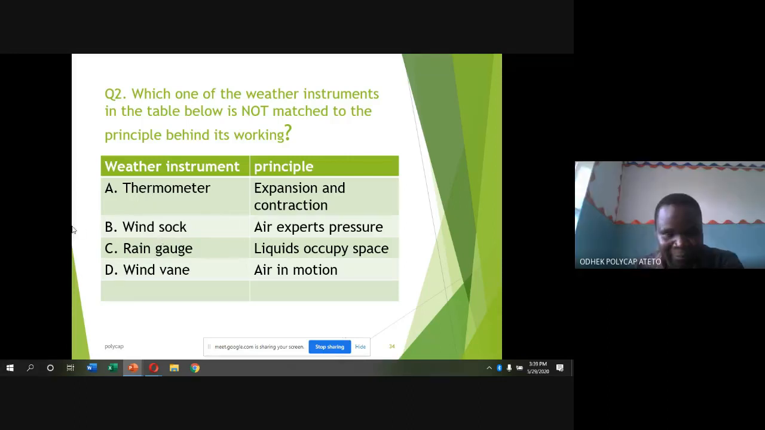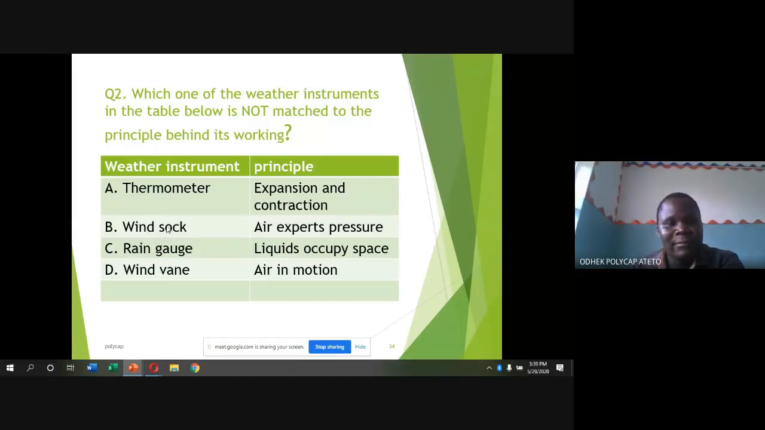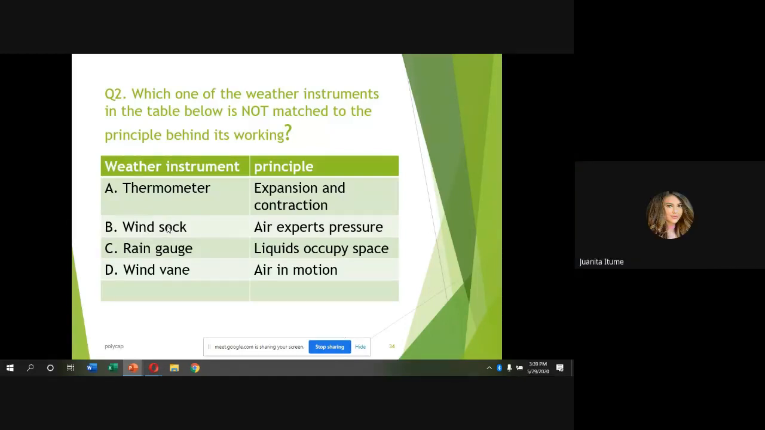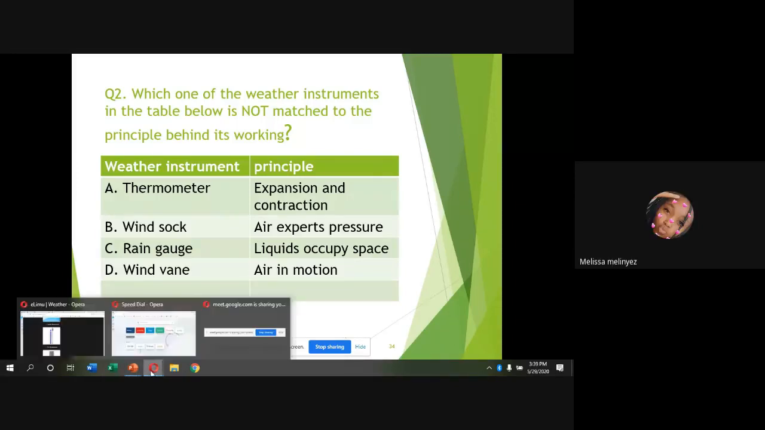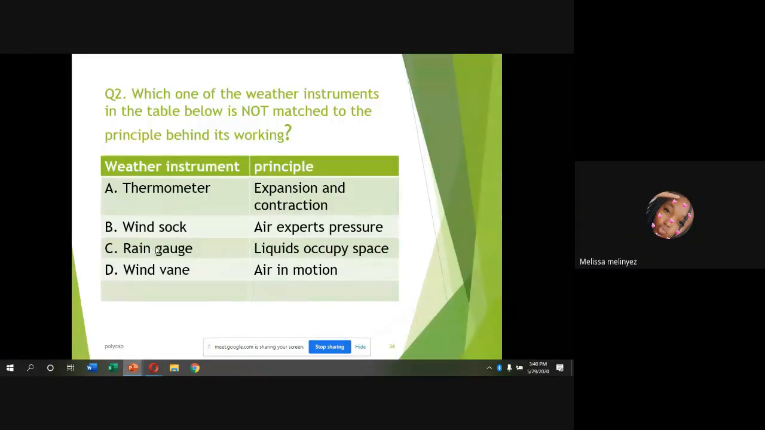Who's picking? Thermometer, expansion and contraction. No. Why have you left windsock? Windsock, the principle is air exerts pressure. No. No. Cha. Melissa. Melissa, correct? Cha, the answer is windsock, because the principle of windsock is air occupies space, not air exerts pressure.